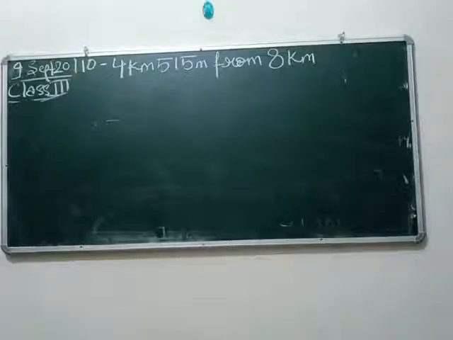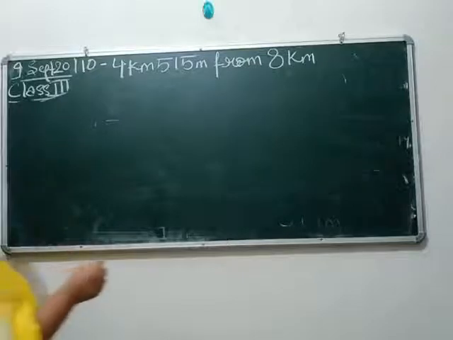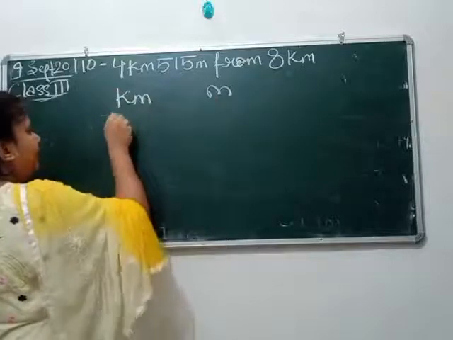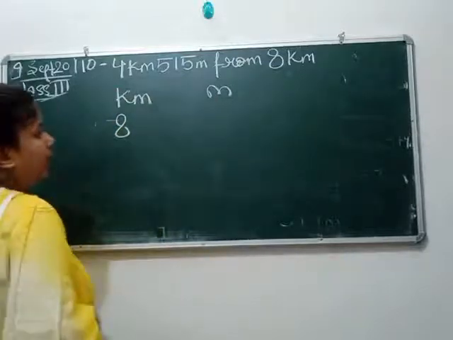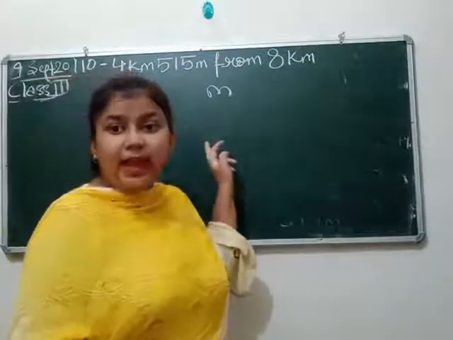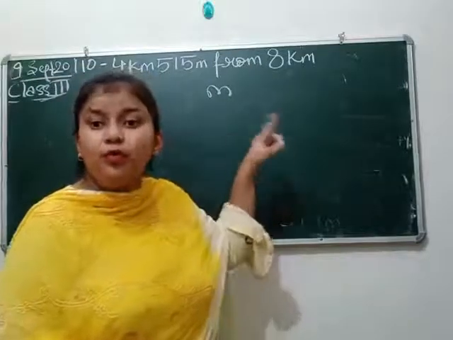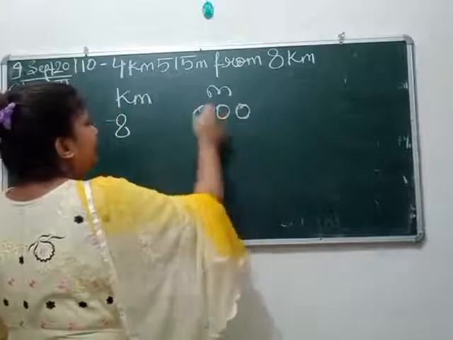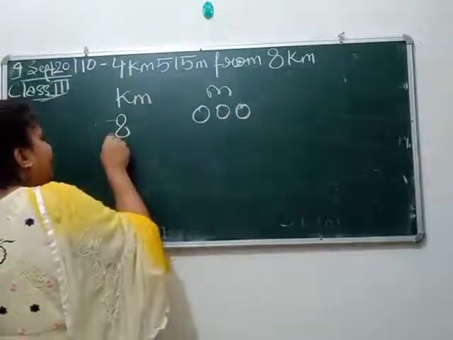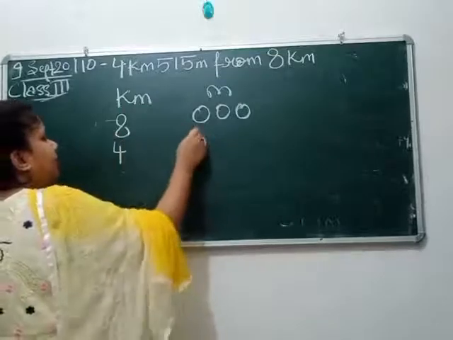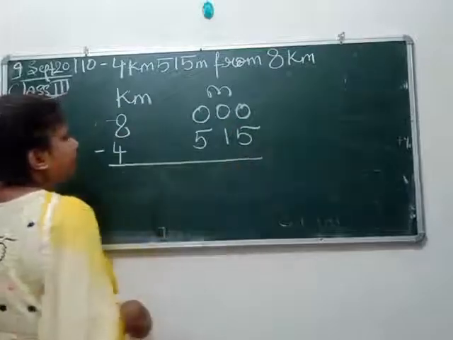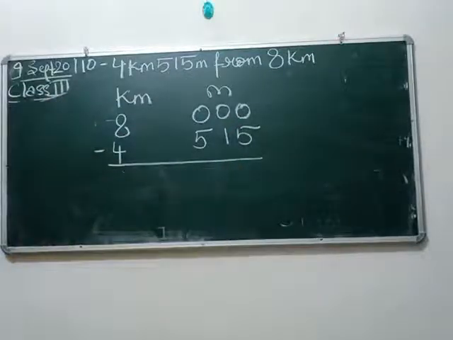Okay, let us do. Here we are having only 8 kilometer, so we will write 8 kilometer. Now 8 kilometer means 8 kilometer and 000 meter, because the place is vacant, so we can write 000. From this we have to subtract 4 kilometer and 515 meter. Come on, do the subtraction now.